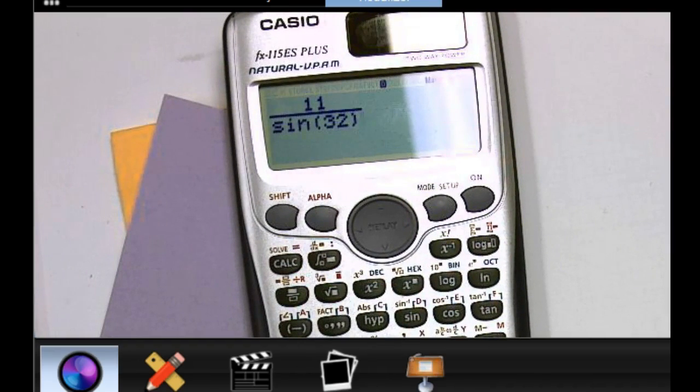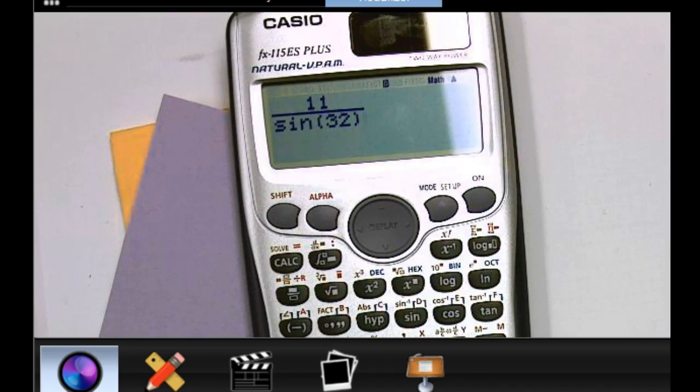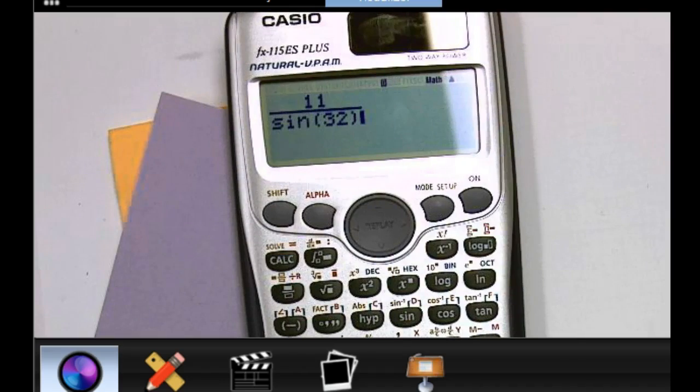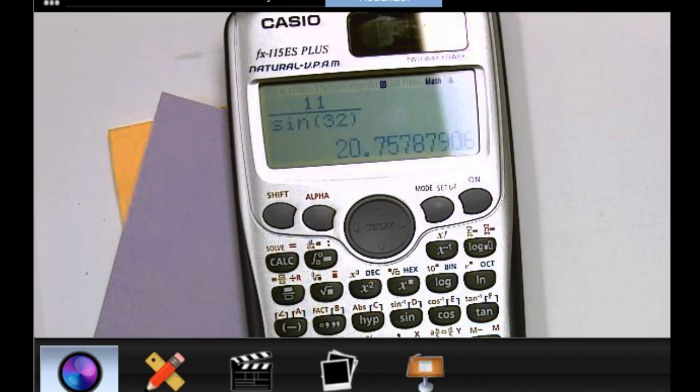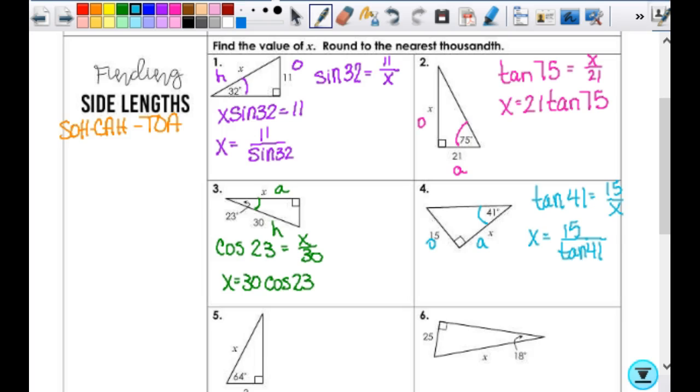I don't know that it's worth it on this one to make it look like that, but if I had a lot of stuff in the numerator or a lot of stuff in the denominator, sometimes doing it that way makes it easier, but really it probably makes it harder, but you get the same answer either way. And then we have to round to the nearest thousandth. How many decimal places is that? 3. So this is going to get me to x equals, what is it? 20.758.